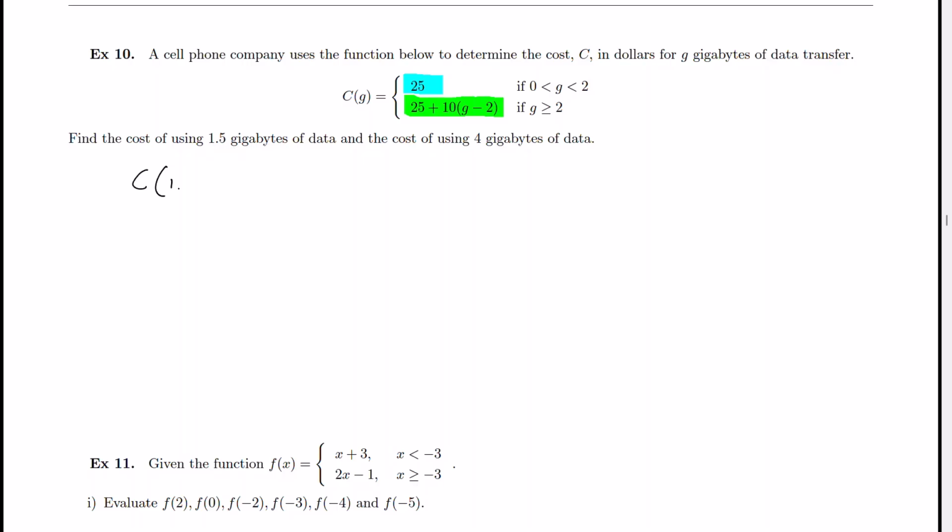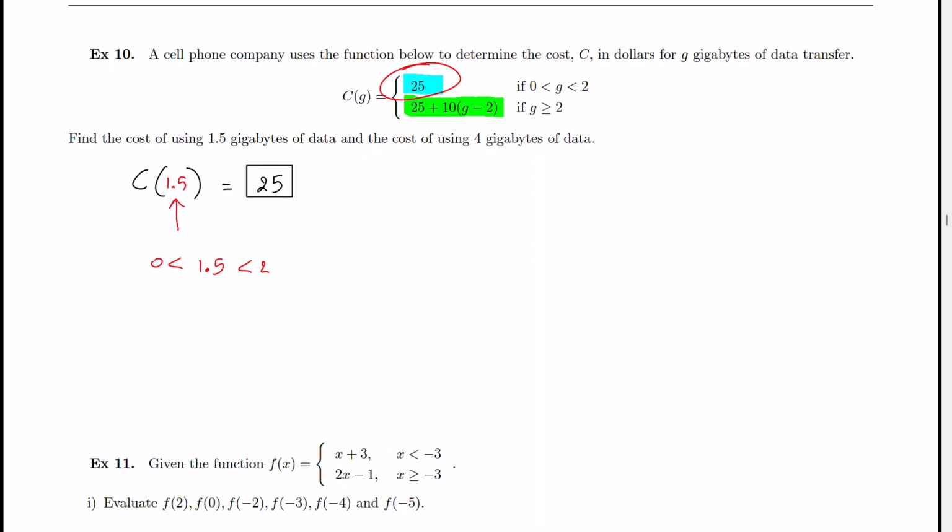First, C of 1.5. Since 1.5, the number that I'm given, is between 0 and 2, the formula I'm supposed to use is the first formula. The first formula basically doesn't have anything. It just says use always 25.